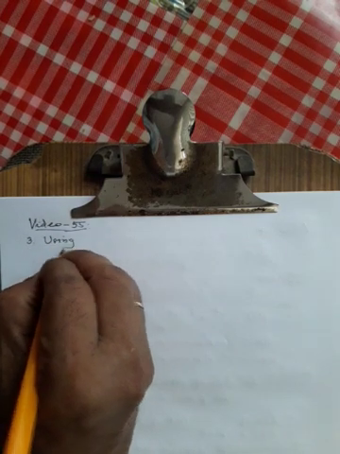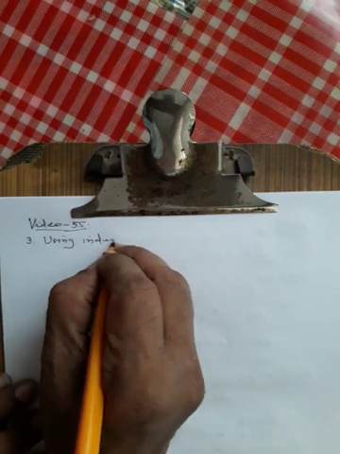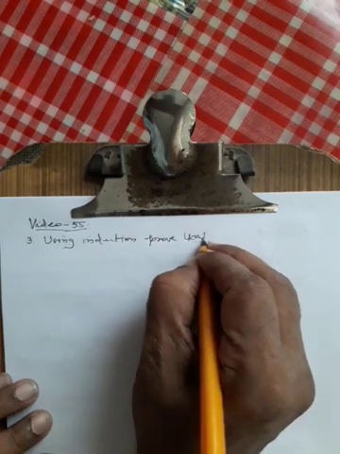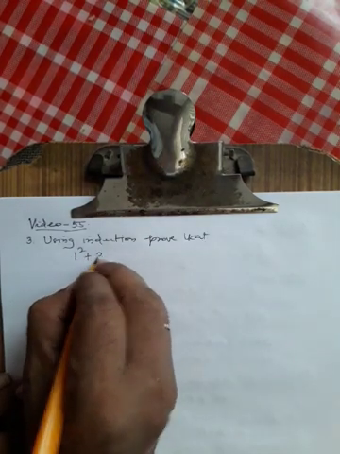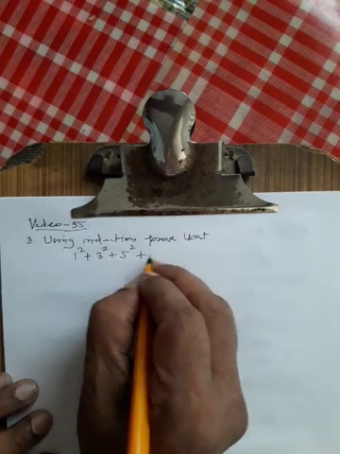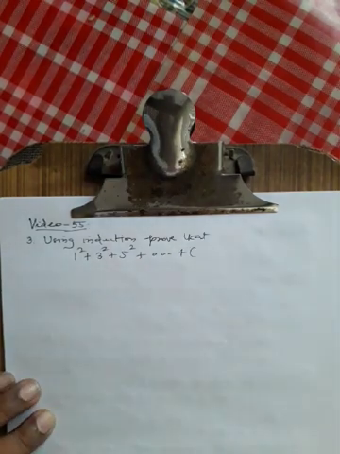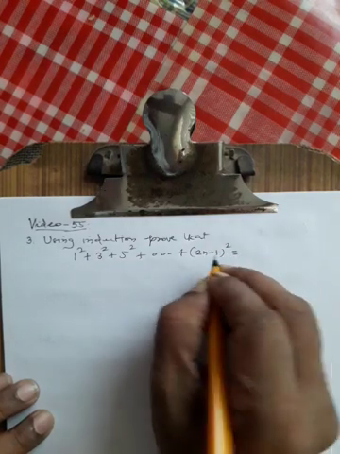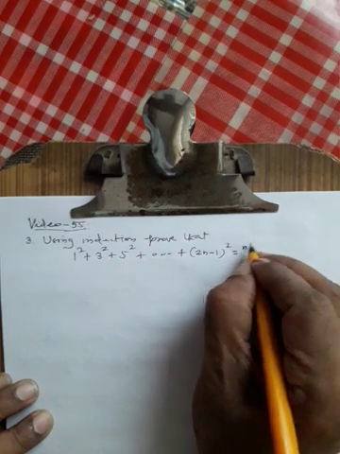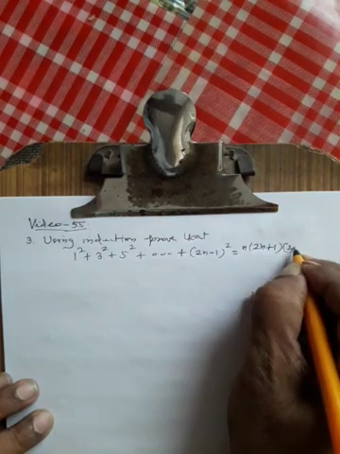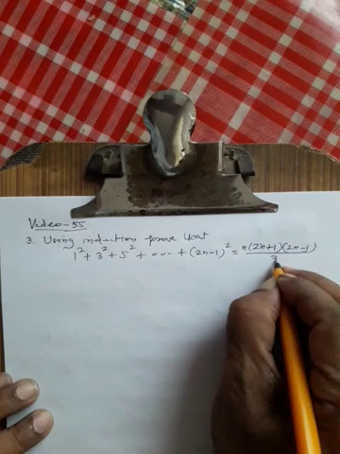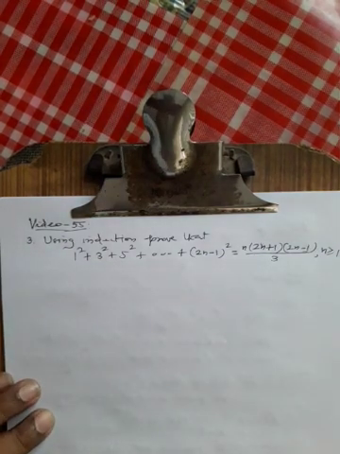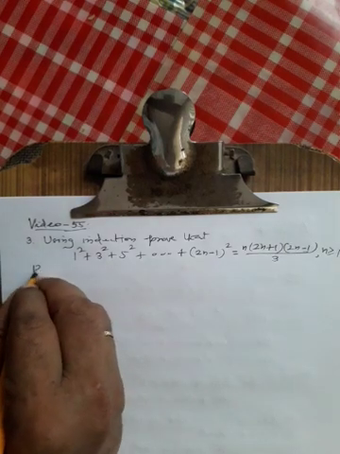Using induction, prove that 1 squared plus 3 squared plus 5 squared plus etc. plus (2n minus 1) the whole squared is equal to n into (2n plus 1) into (2n minus 1) by 3, n greater than or equal to 1. Proof.